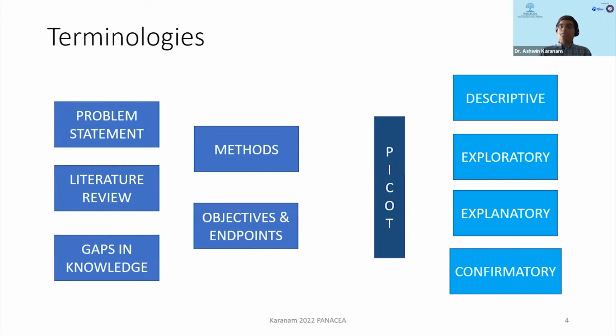Confirmatory is again further downstream from explanatory, which is when you've identified what the problem is, you've figured out plausible reasons for it with explanatory studies, but you conduct another study to confirm your hypothesis. That's a confirmatory study. So I'm going to talk about all of these and show you how they're interlinked.